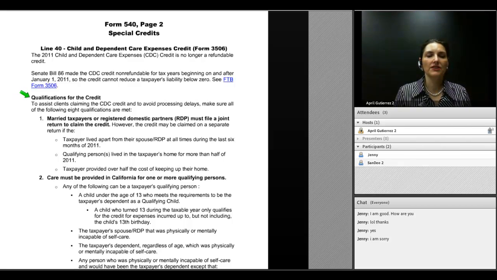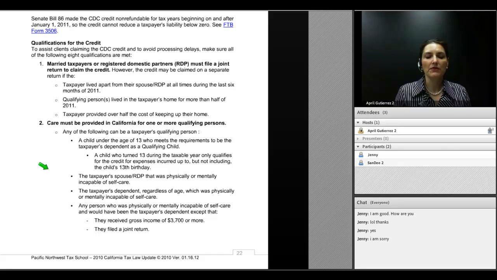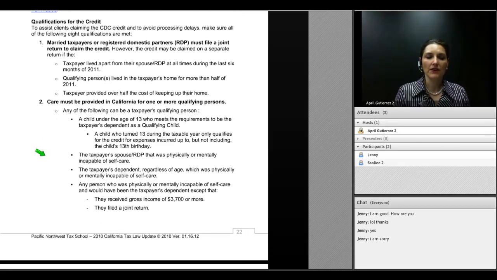So these are qualifications to claim the California Child and Dependent Care Credit. Number one, married taxpayers or registered domestic partners must file a joint return to claim the credit unless you can show you lived apart at all times during the last 6 months of the year, you maintained a home for more than half of the year, and provided more than one-half the cost of keeping up a home for the year. In other words, if you're filing separately and you meet the test for being head of household, then you're going to be eligible to claim the credit, but otherwise you would not be.